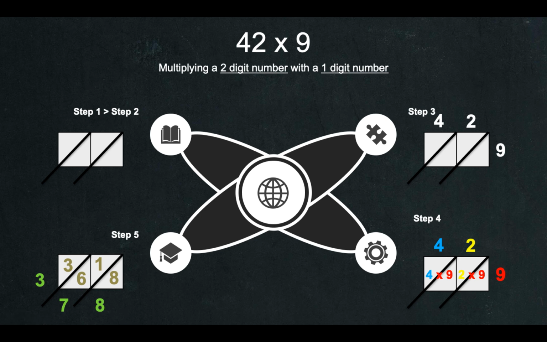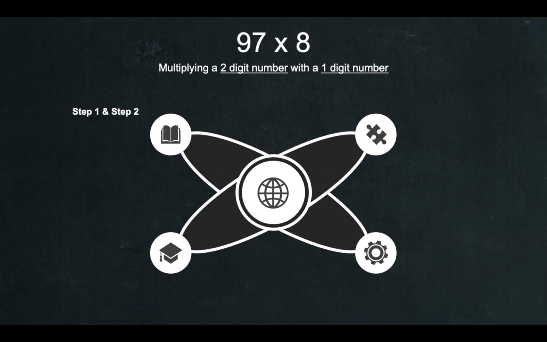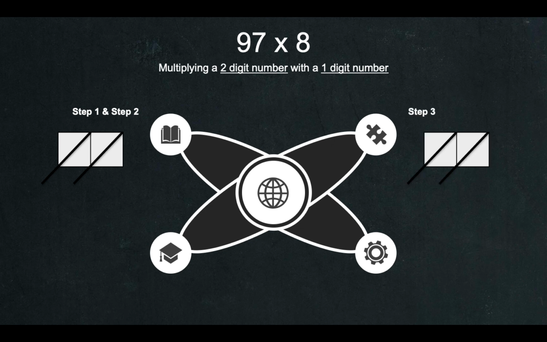Now we will be looking at another example of 97 multiplied by 8. I want you to pause the video here and start solving it on your own. And once you complete it, follow this video again by unpausing it. So as you can see, my first step is to draw the box and my second step is to draw the diagonals. Now the third step is to write the numbers on the top and bottom.